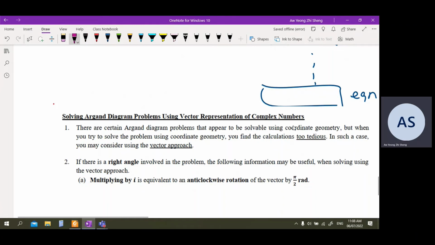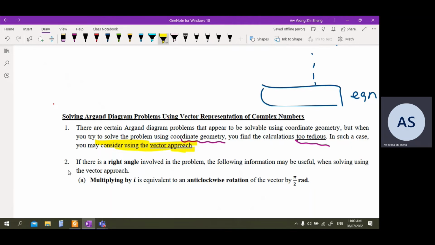Here it says when you try to solve an Argand diagram problem using coordinate geometry, sometimes you find the calculation too tedious. In such a case, you may consider using the vector approach. It's not a must to switch to the vector approach, but if you want to avoid the tedious computation under the coordinate geometry method, then you can consider the vector approach as an alternative method.